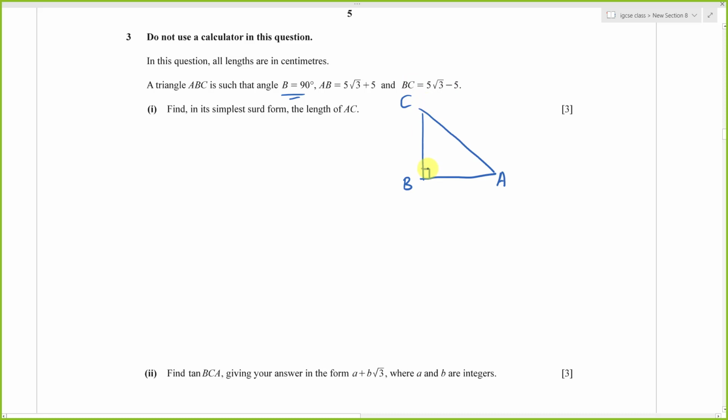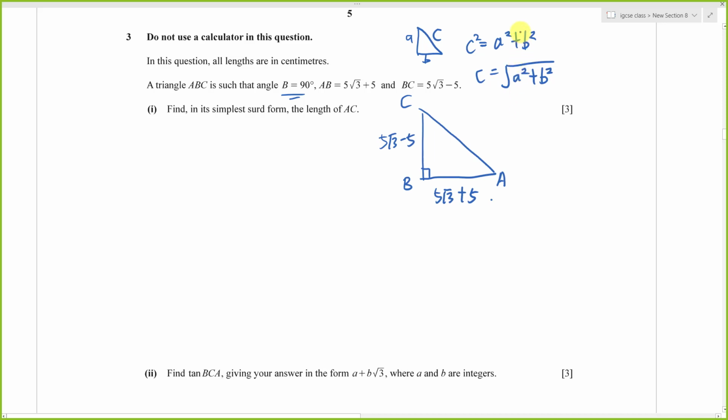Okay, so BC is 5√3 minus 5, AB is 5√3 plus 5. And right now they want to find the length of AC. So we learned about Pythagoras, right? For ABC, C square equals A square plus B square, then C equals the square root of A square plus B square. This is just the Pythagoras formula.